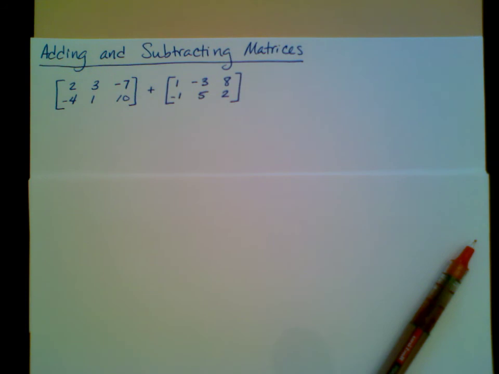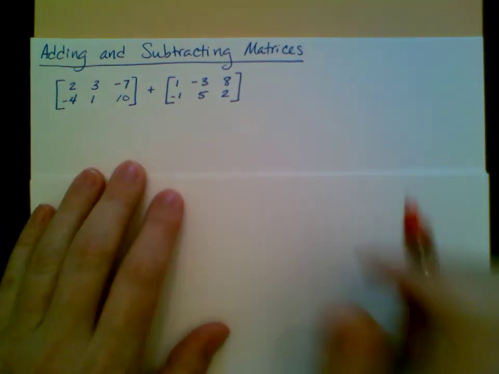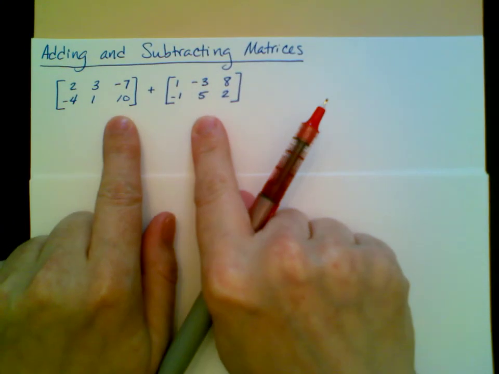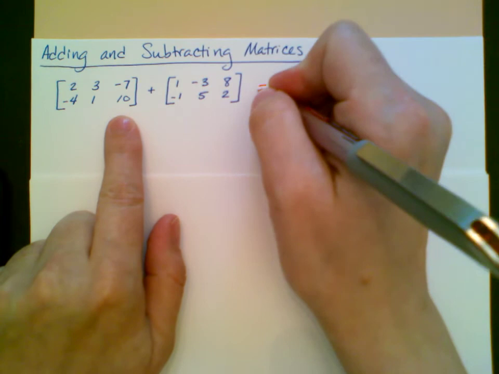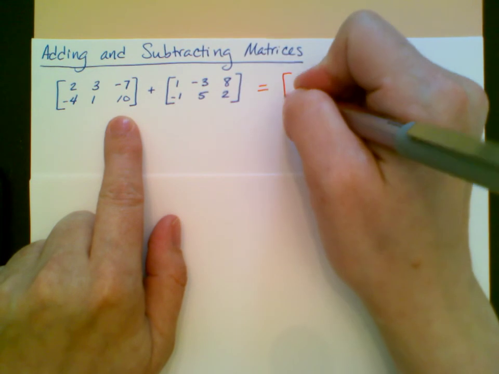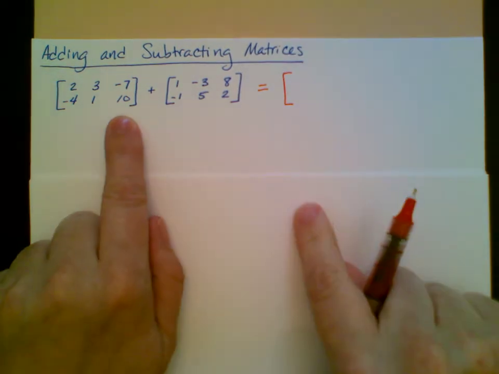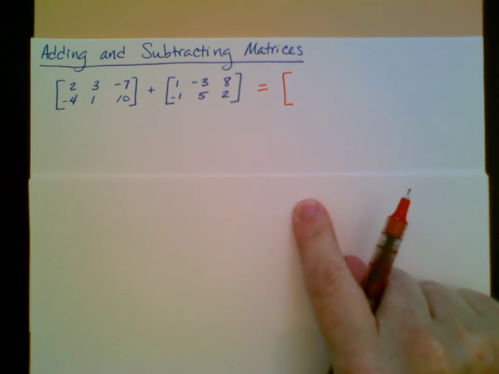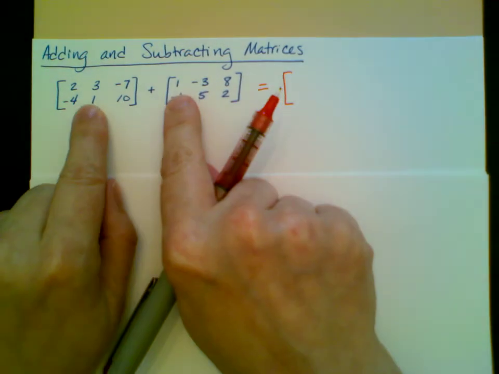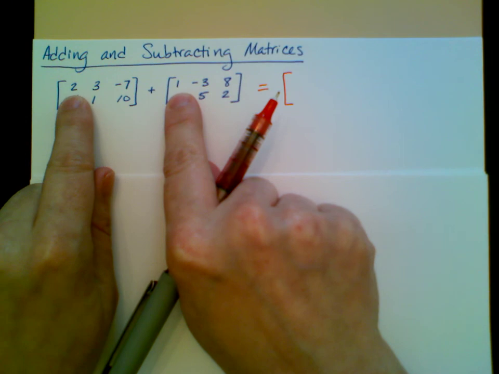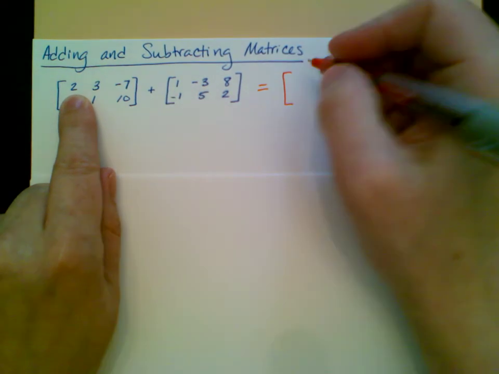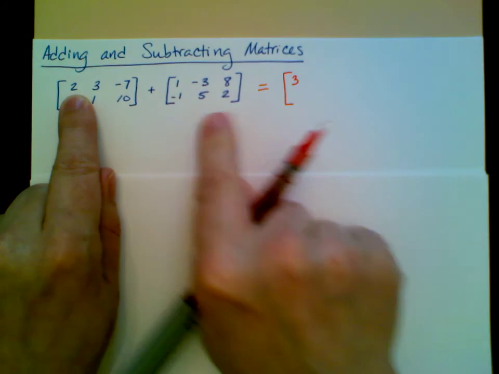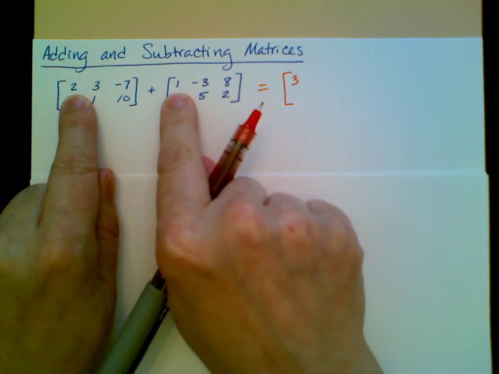Now, since I have that qualification met, I just need to add these together. And fortunately, matrix addition is very intuitive. You add the corresponding elements. So first, 2 plus 1 is 3. So that's what goes in my row 1, column 1.